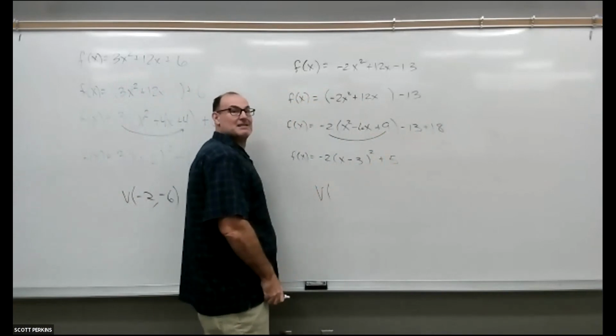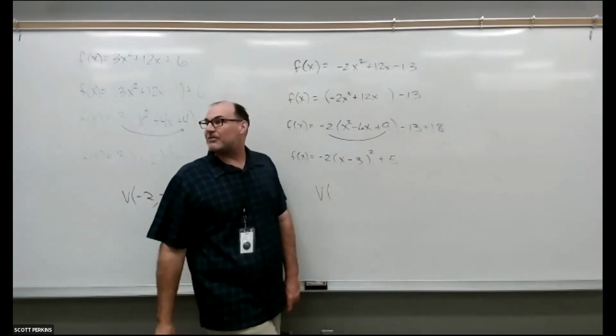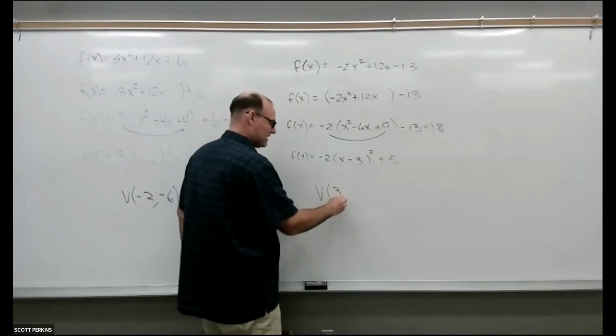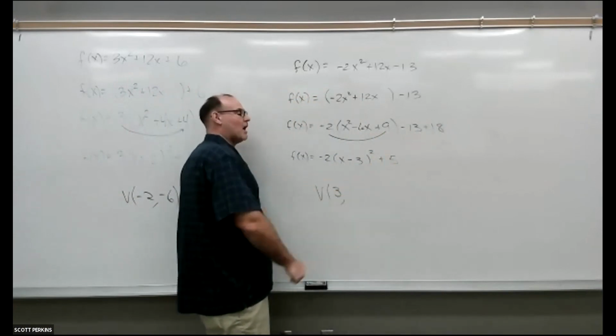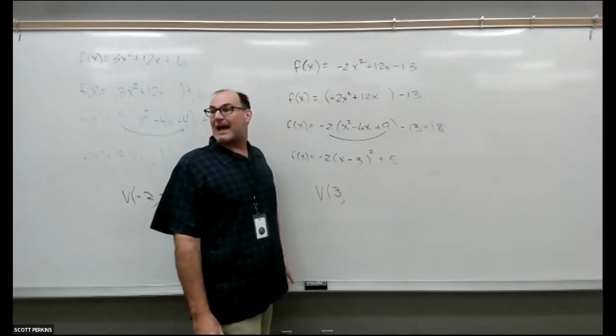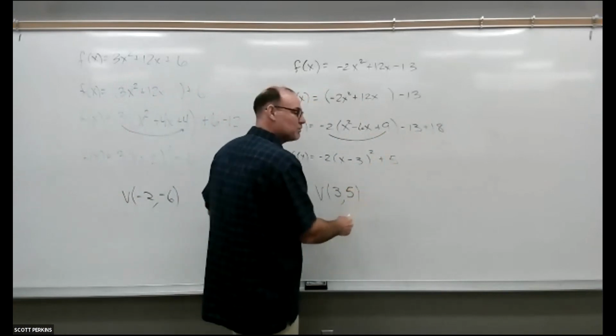So my vertex, what's the x coordinate of the vertex? Positive 3, because we went right 3. What's the y coordinate of the vertex? 5, because we went up 5.